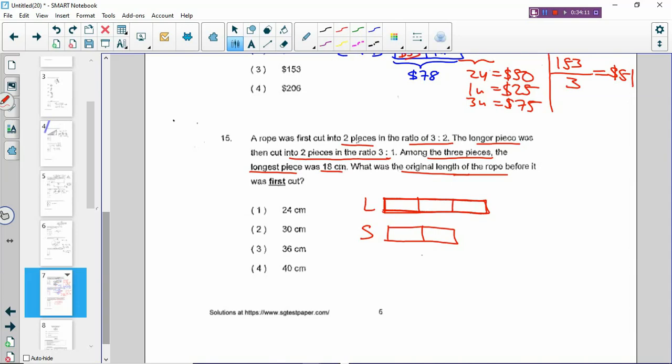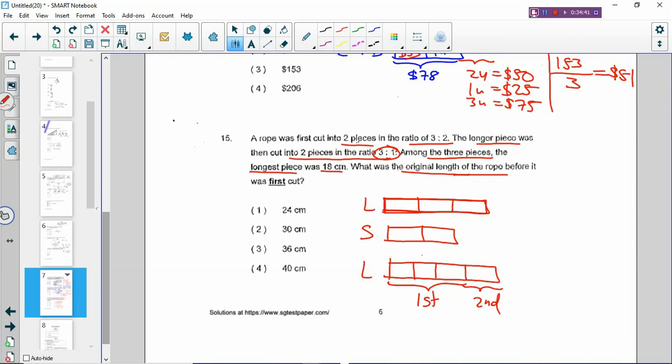So let's put down the longer piece again. I draw the same length, and this time I cut it into total how many boxes? 3 plus 1, I cut it into 4 boxes. So you have 1, 2, 3, 4. Alright. So let me call the 3 boxes here the first piece, and then this will be the second piece, right? The second piece is one box.